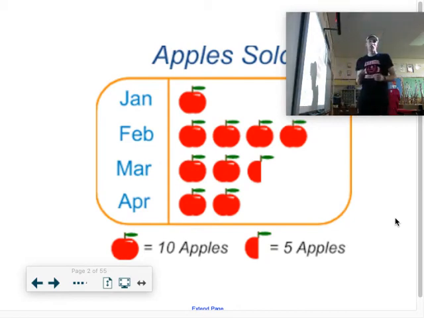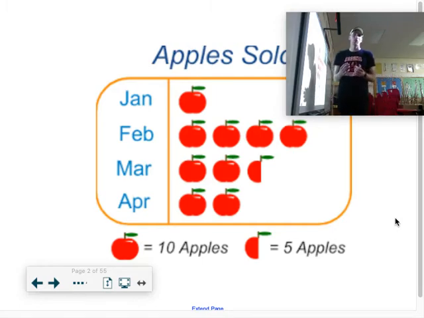Today we're going to be working on pictographs. This right here on the screen right now is a pictograph, and the purpose of the pictograph is to give you information quickly without having to throw all those numbers at you at the same time. So we're going to learn how to read it and how to get information from it.